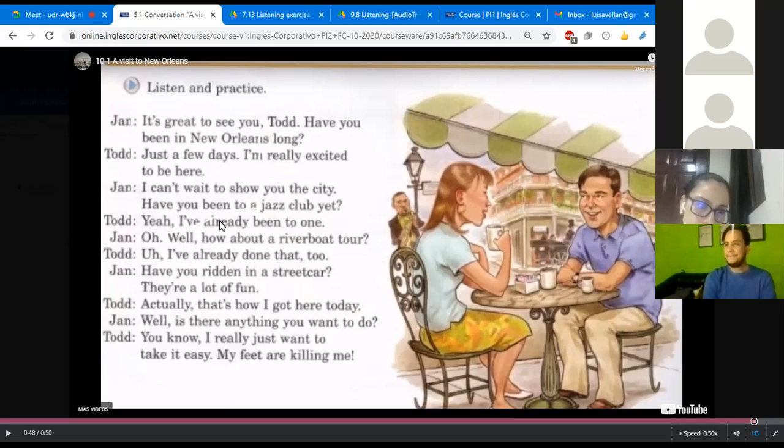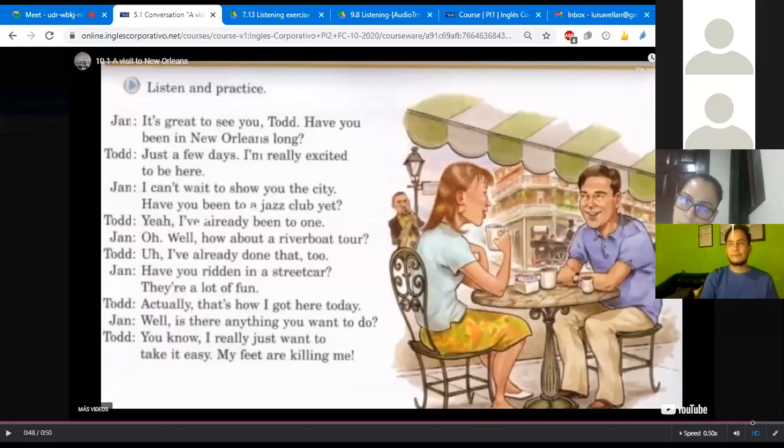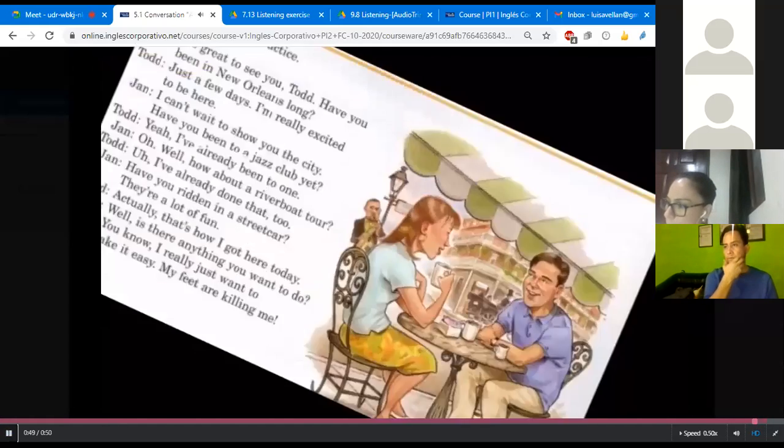Okay, if you see, for example, yet is in the question, and already is the affirmative sentence. Okay, yet and already. Okay, ya y todavía, o aún, right? O ya. Ya has estado. All right. No questions?